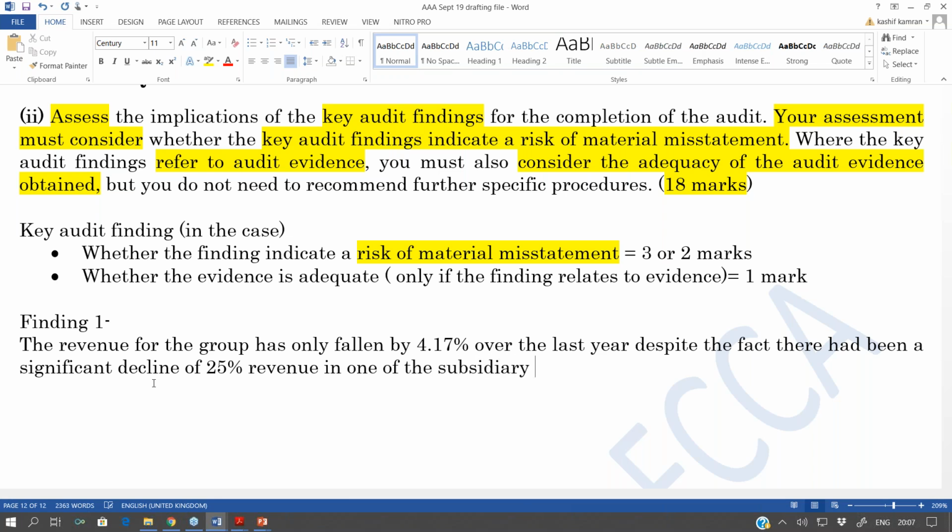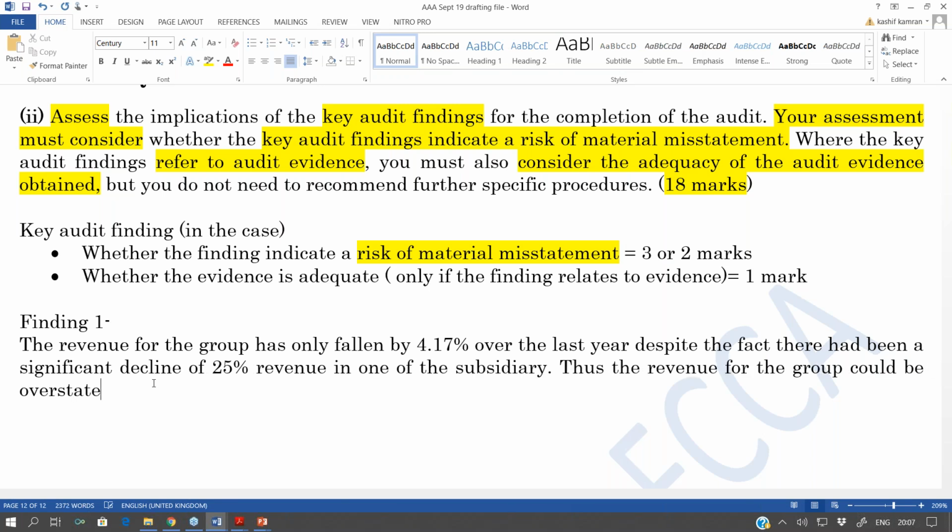We are not sure, right? So we are saying thus the revenue for the group could be overstated. And I'm getting my 2 marks here. The revenue for the group has fallen by 4.17%. So I did effort finding this percentage. Examiner will be happy for that. Over the last year, despite the fact there had been a significant decline of 25% revenue in one of the subsidiary, thus the revenue for the group could be overstated. Is that good enough for everyone?